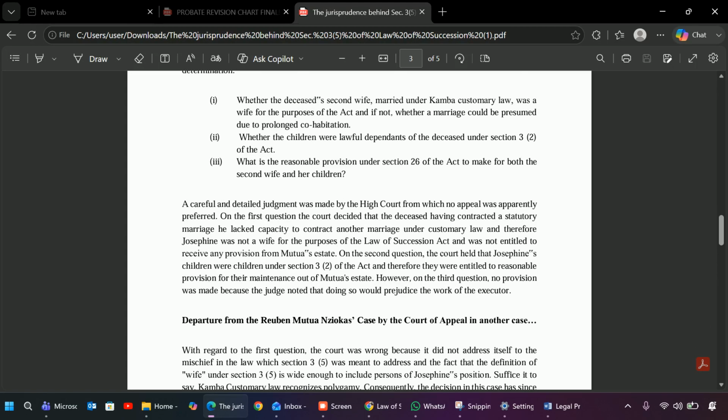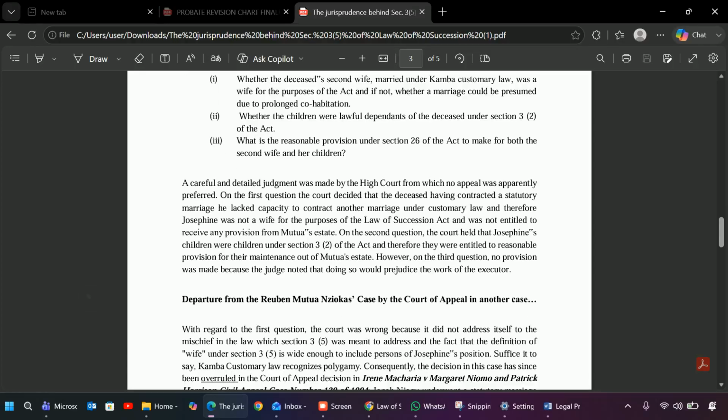A careful and detailed judgment was made by the High Court, from which no appeal was apparently preferred. On the first question, the court decided that the deceased, having contracted a statutory marriage, lacked capacity to contract another marriage under customary law, and therefore Josephine was not a wife for purposes of the Law of Succession Act and was not entitled to receive any provision from Mutua's estate.